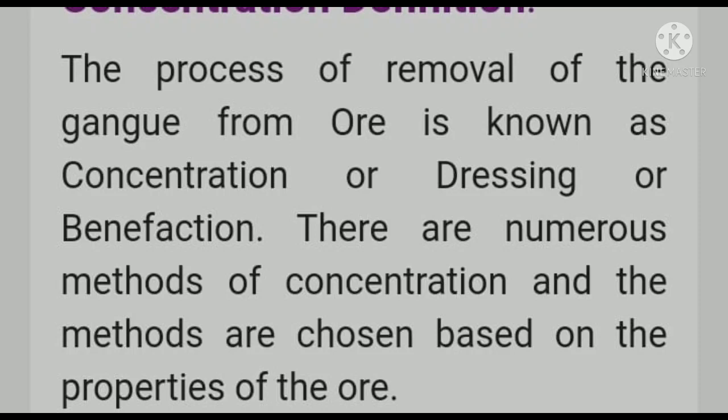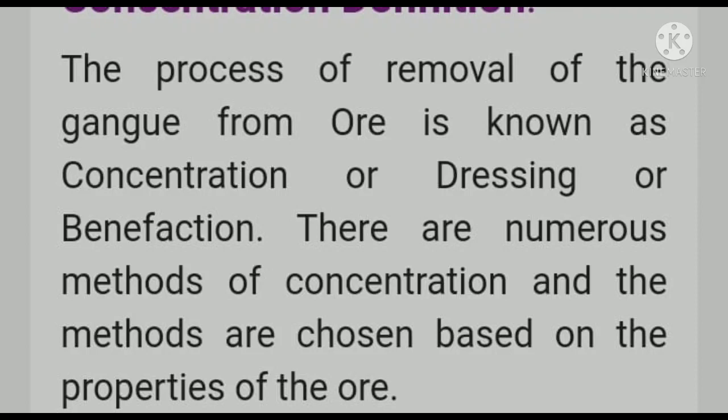Since it is taken from the earth's crust, earthy impurities are associated with our ore, isn't it? So we have to remove all the impurities. What is the other name for impurities? Do you remember? What is the terminology used for impurities? Yes, it's gangue, or we will call it matrix. So the concentration of ore is the process of removal of gangue or matrix from the ore.